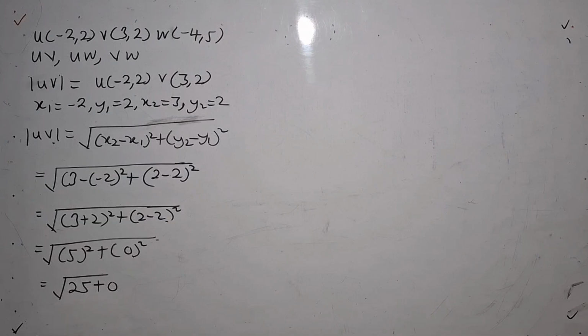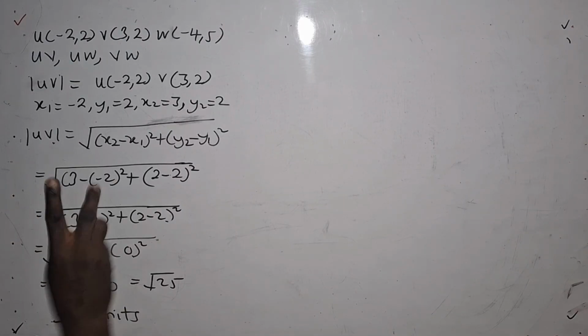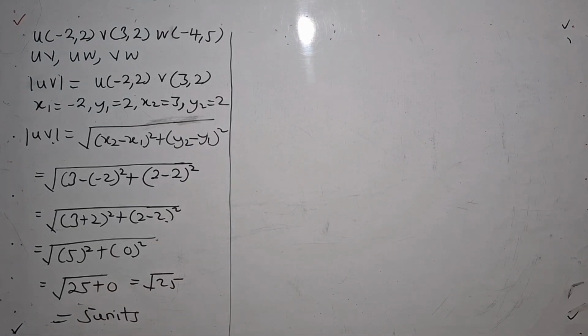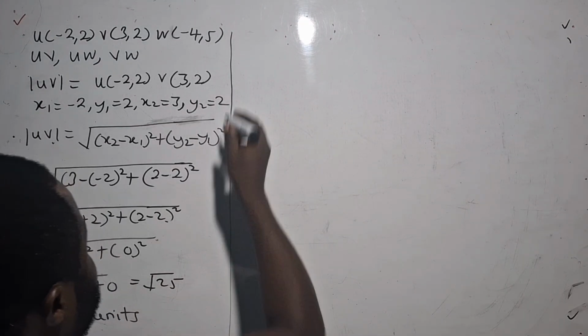Yes, 25 plus 0, for which this one is going to give us the square root of 25, which gives us 5 units. This has given us 5 units. That's for the first pair, the first 2 coordinates. Now let's take the next one and see which is the U, W.